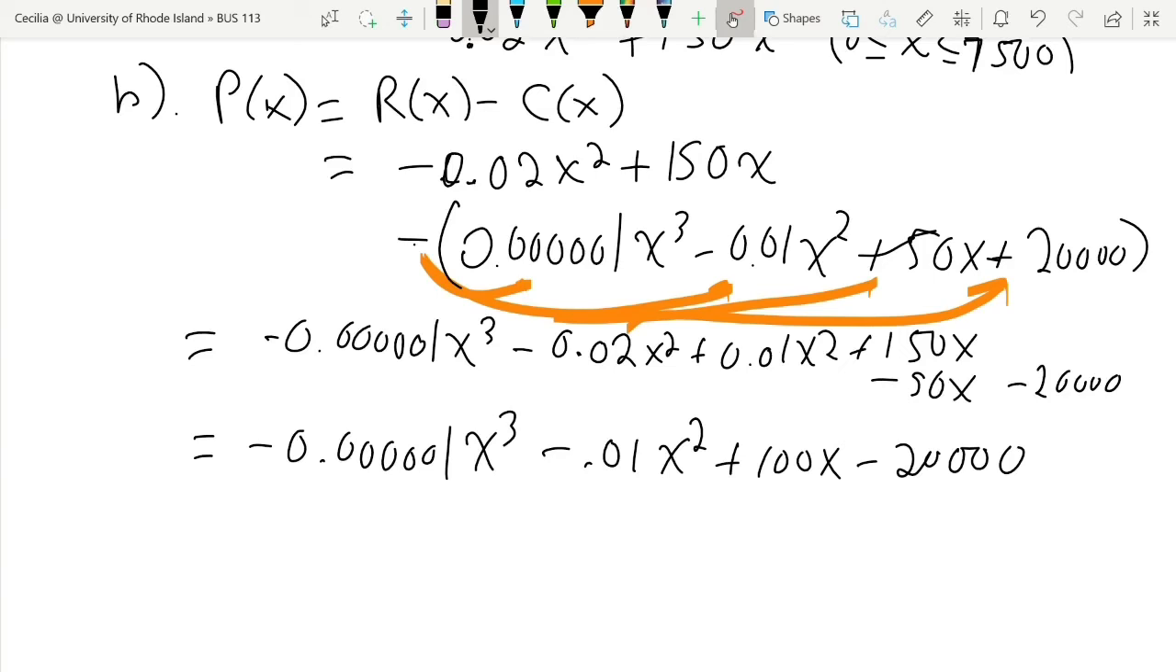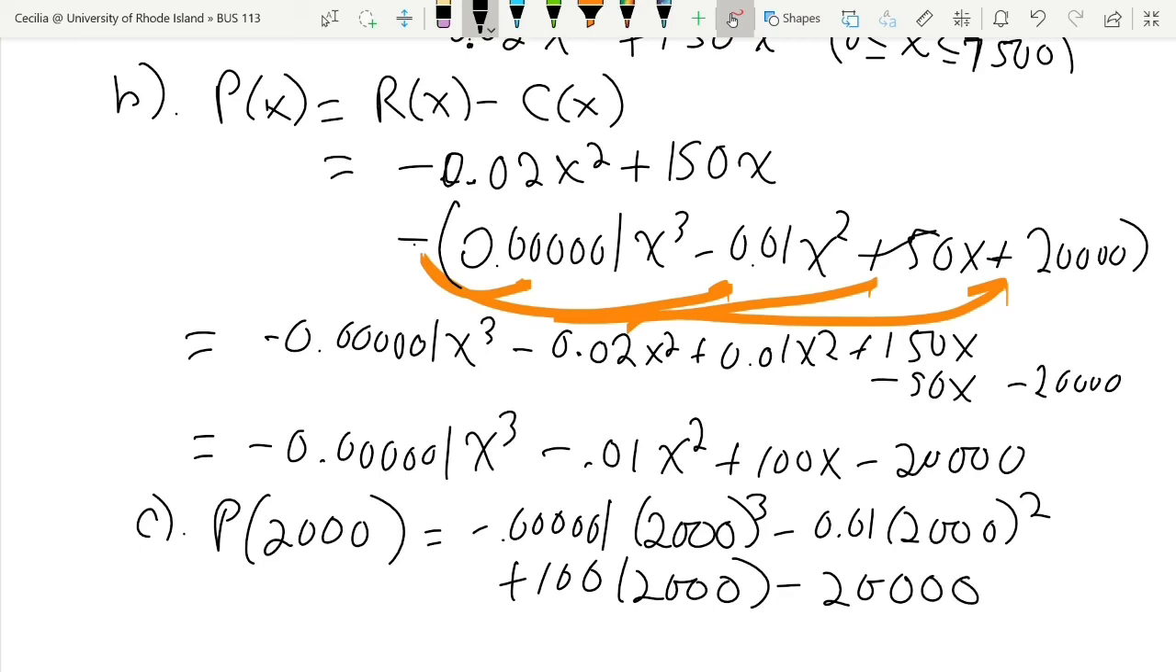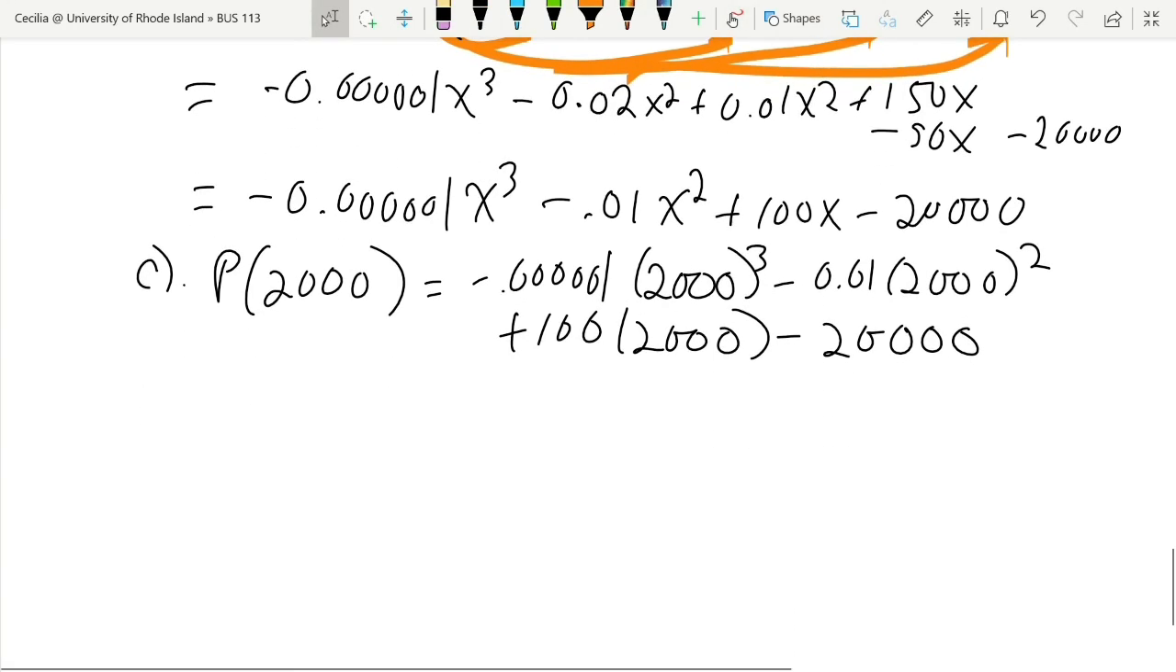And the last question we're asked is, what is the profit for the company if 2,000 units are produced and sold each week? So that's just simply saying, what's the profit for 2,000? So if we put this in here, we get minus 0.000345 times 2,000 cubed minus 0.01 times 2,000 squared plus 100 times 2,000 minus 20,000. So go ahead and put that in your calculator. If you did, hopefully what you got was, let me do that.